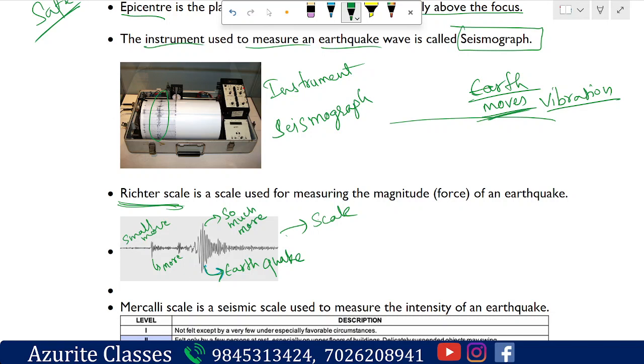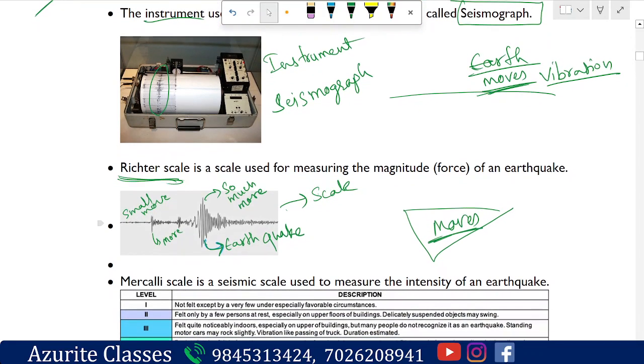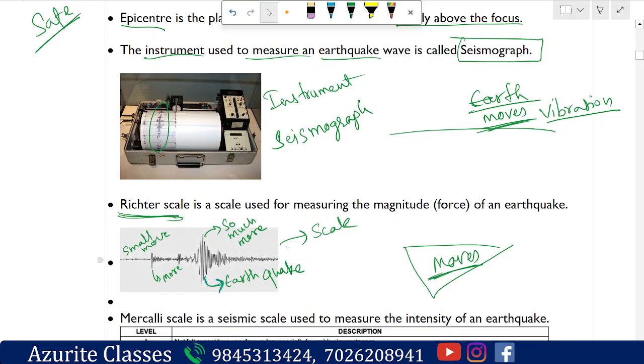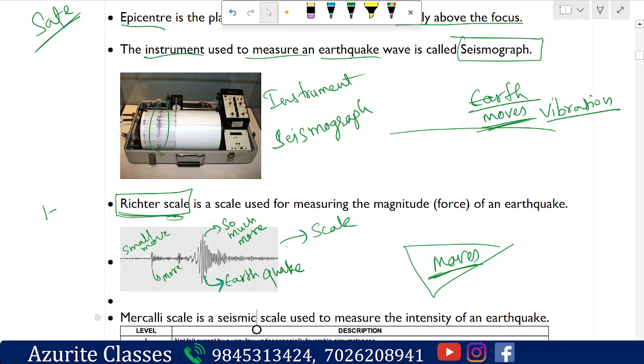If there is a sudden movement in the earth, if the earth moves up and down, this movement is captured on the graph. Got it? So that is about the seismograph, the instrument. And this we say is the Richter scale. What do we say? Richter scale. The Richter scale is from 1 to 10.